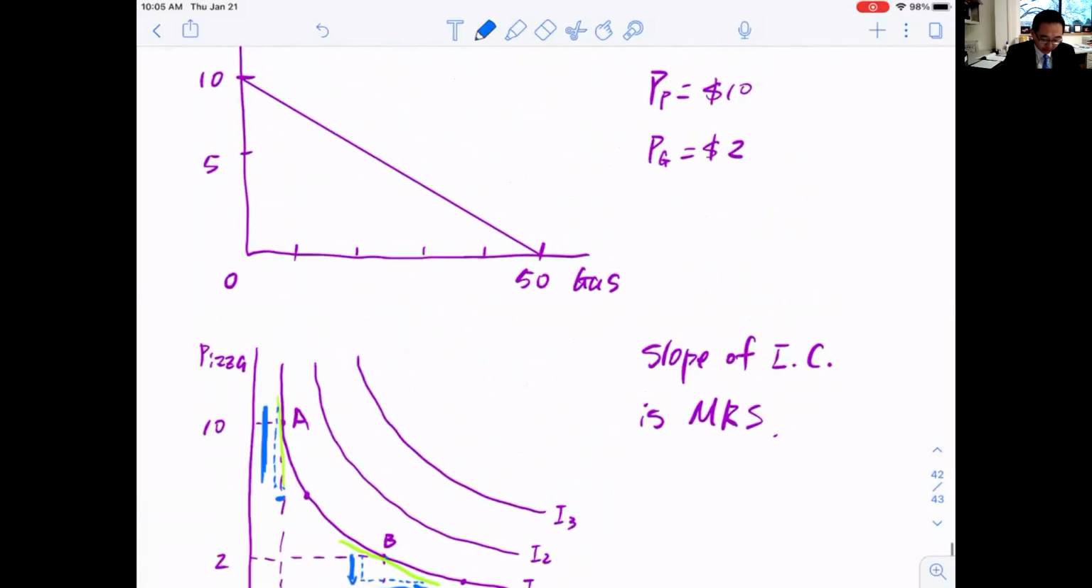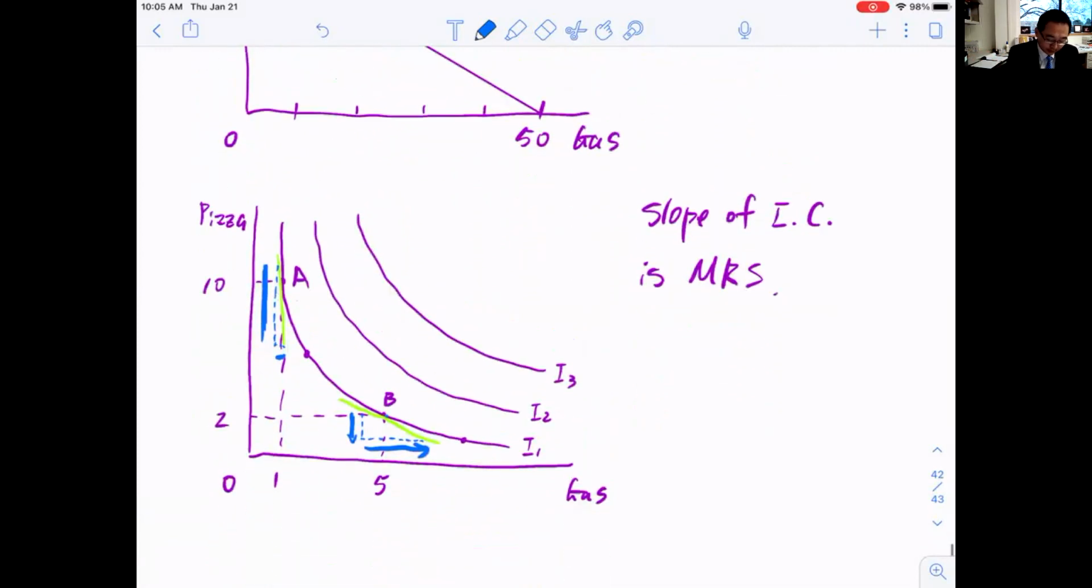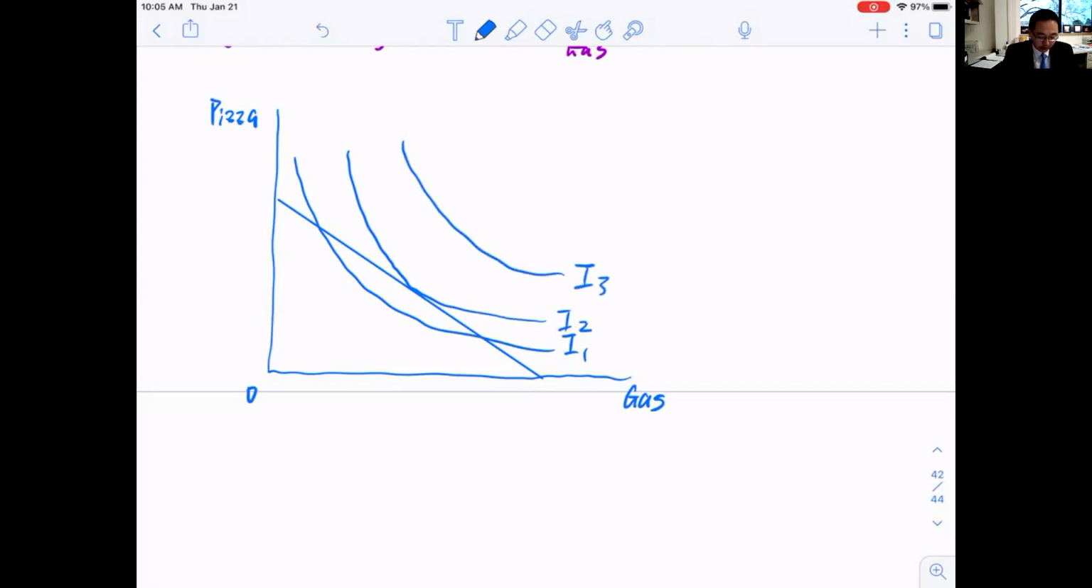Because you can see both represent a bunch of different possibilities of your consumption. But which one will you actually do? Well, let's put them together and see. So let's say I have a case where this is your budget constraint, and then I have three indifference curves, I1, I2, and I3. Now, my question is, where will you actually consume?